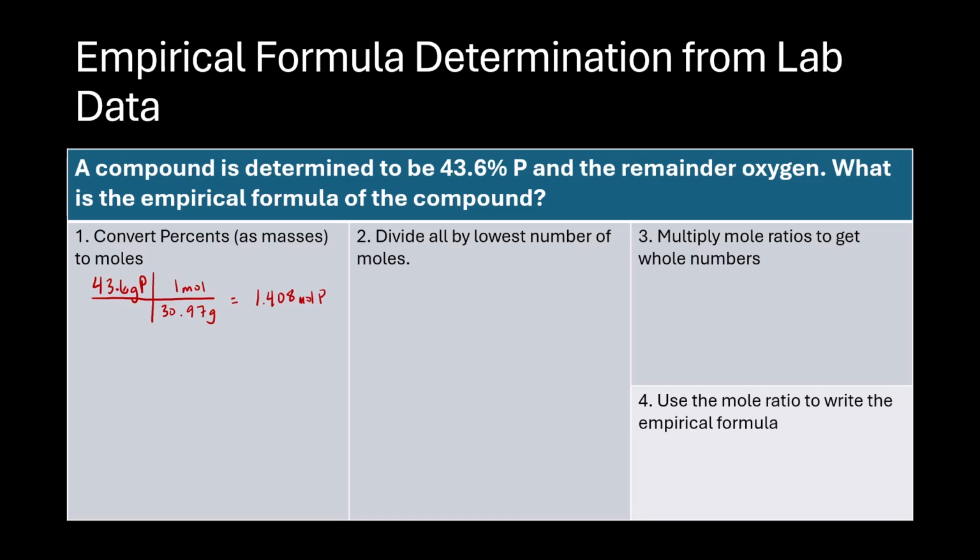Again, I'm just going to take this number and subtract it from 100, and that's going to give me the amount of oxygen. And if I do that, I get 56.4 grams of oxygen. And if I look at my periodic table, the molar mass of oxygen is 16.00 grams of oxygen. Those cancel out for every 1 mole. And if I divide those out, I get 3.525 moles of oxygen.